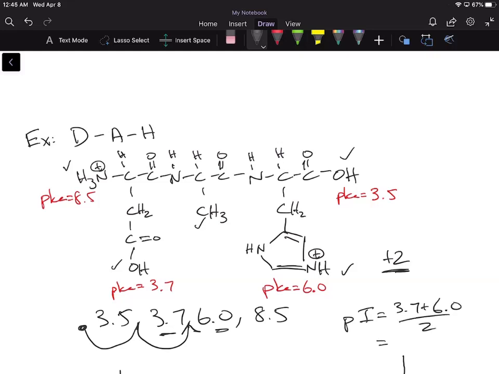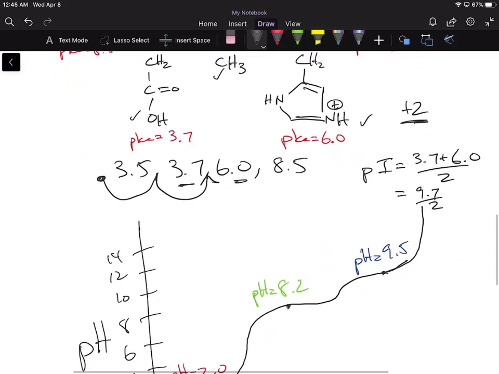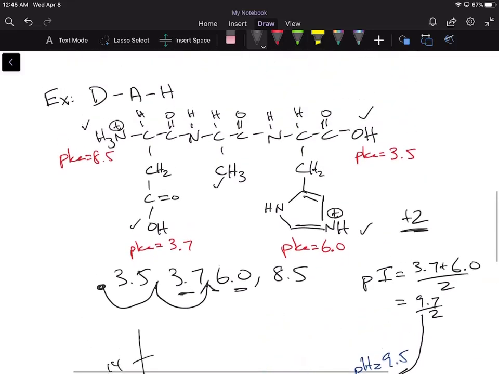And then you can do the math for that. Well, it's 9.7 over 2, and I'm not going to do the math, but you get the point. You guys can have different pK values depending on what pK values you're given in your class, but the same idea should work, again, for any amino acid or any peptide. So just make sure that you're following the steps correctly and you're protonating everything correctly, because if you don't, everything else after that falls apart.